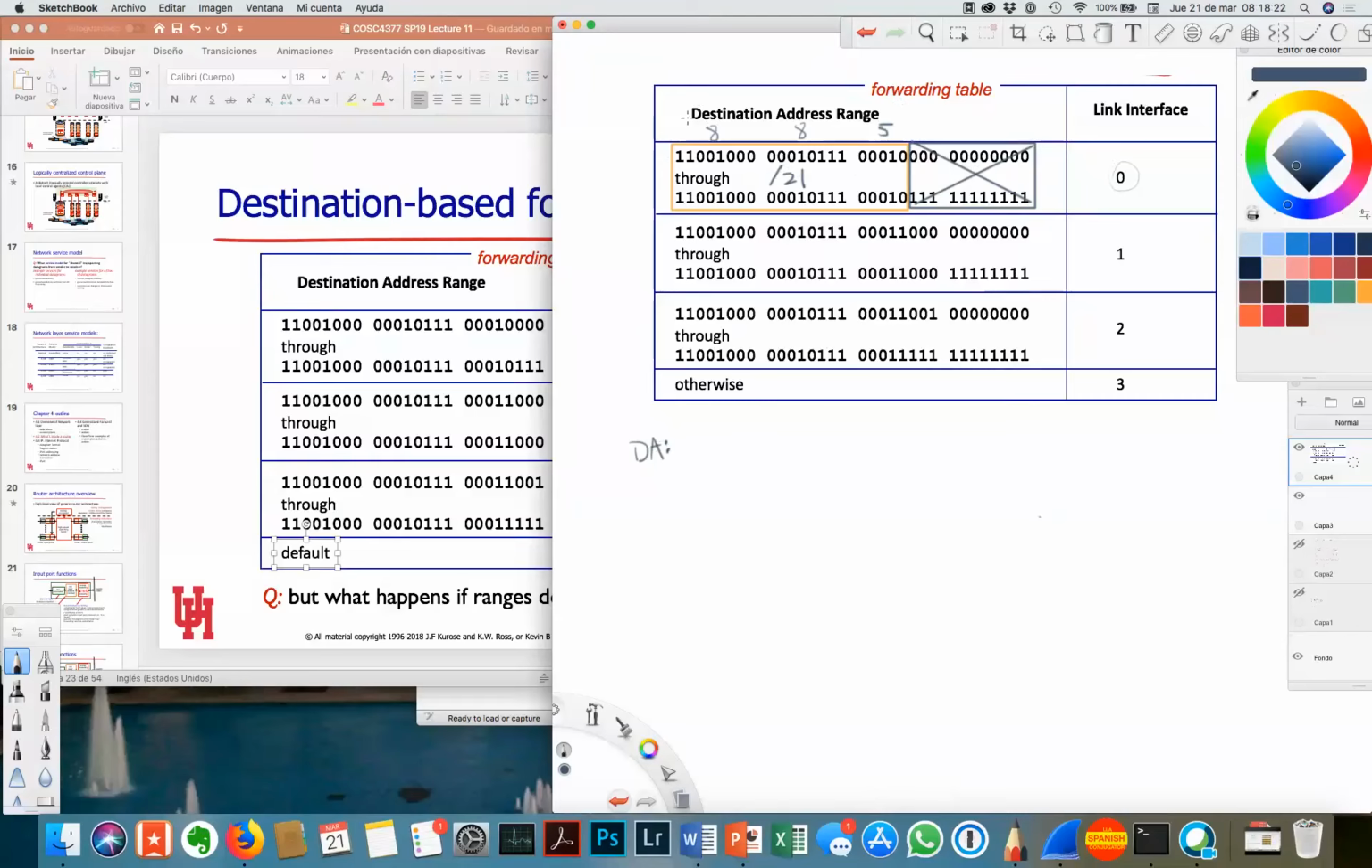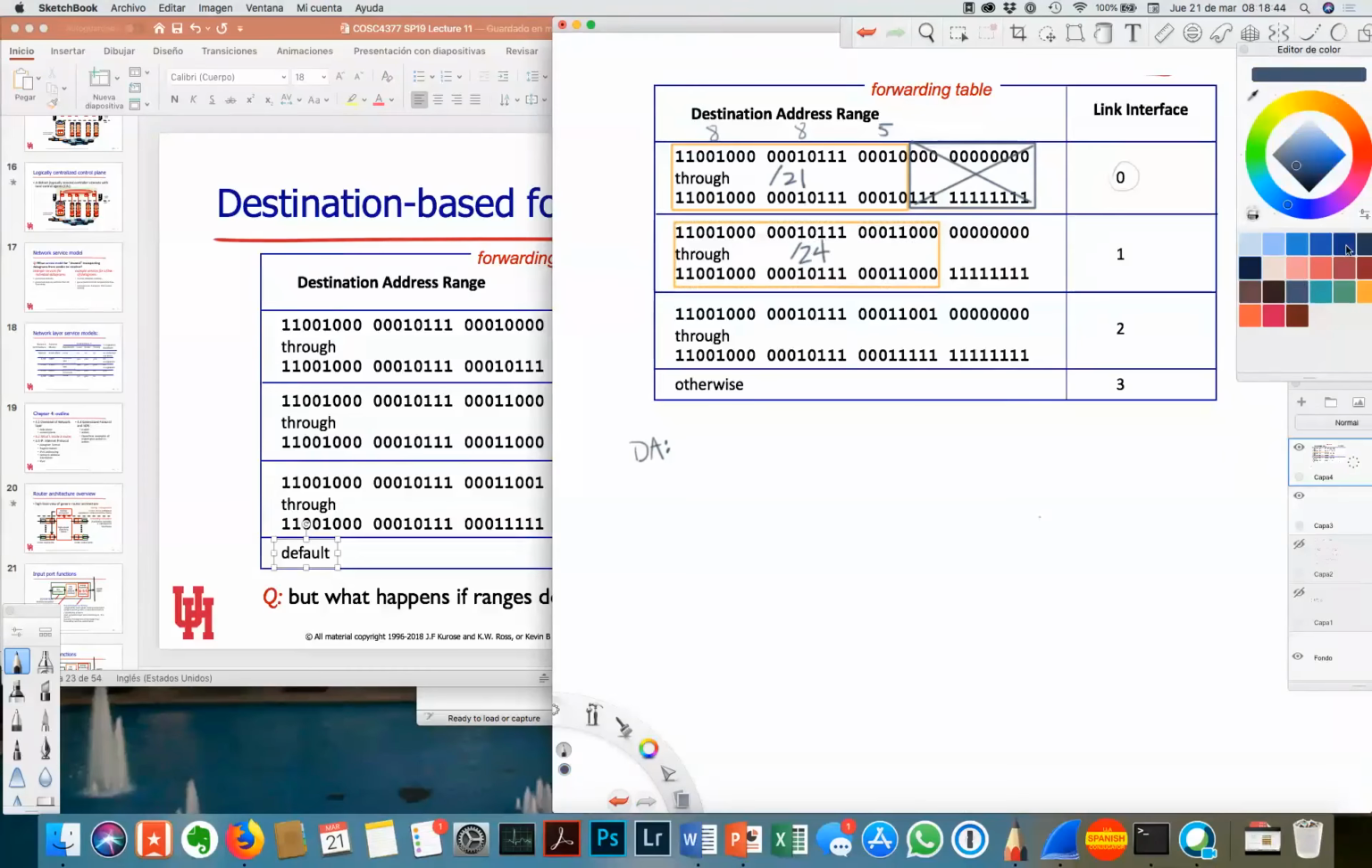The next one, somewhat similar. They match, whoops, I got to turn my rectangle tool back on. The second row matches, like the first one did, up to a certain point, but this one matches further. Right? This matches the first 24 bits.